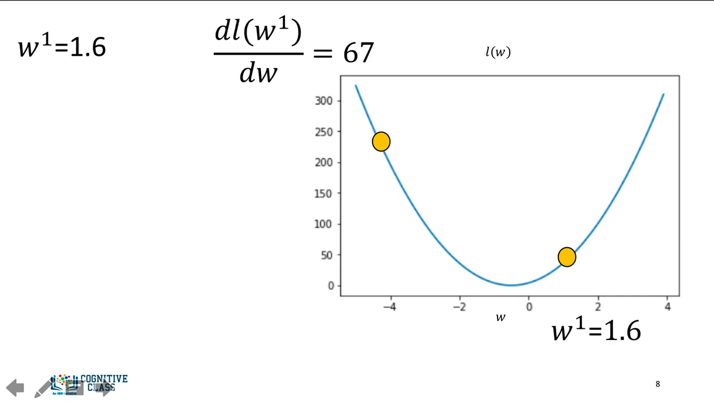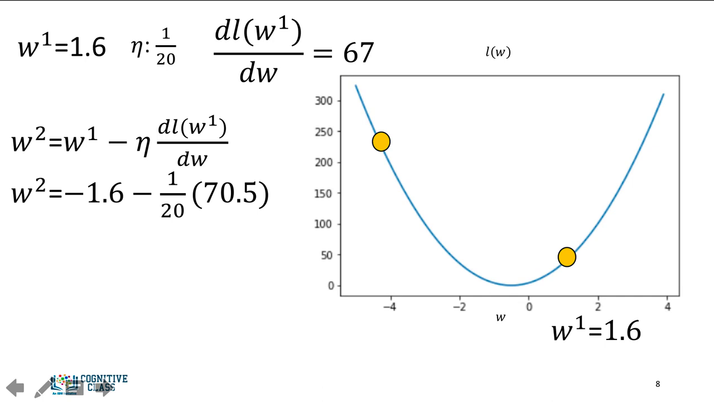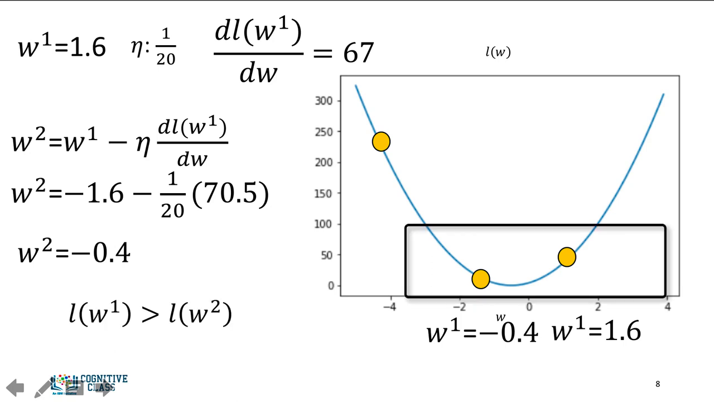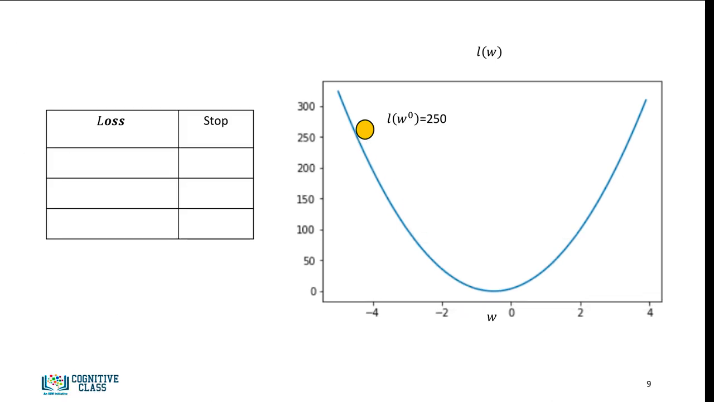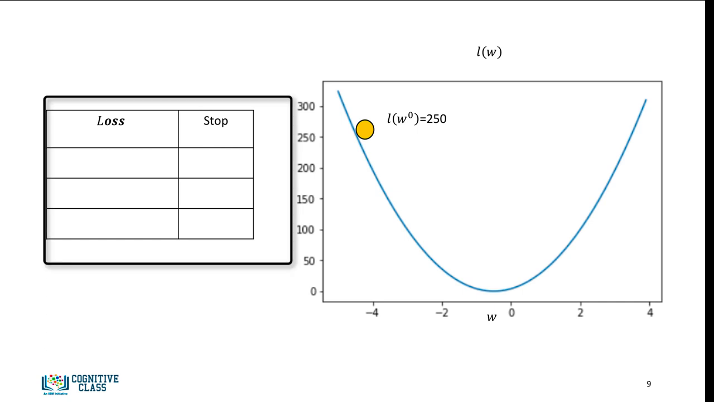For the next iteration, we start off with the previous parameter estimate of 1.6. We update the parameter value by using the update rule. The result is negative 0.4. We can see the loss value is smaller, and the loss for the second iteration is smaller than the first iteration. One way to know when to stop gradient descent is to see when the loss starts increasing.